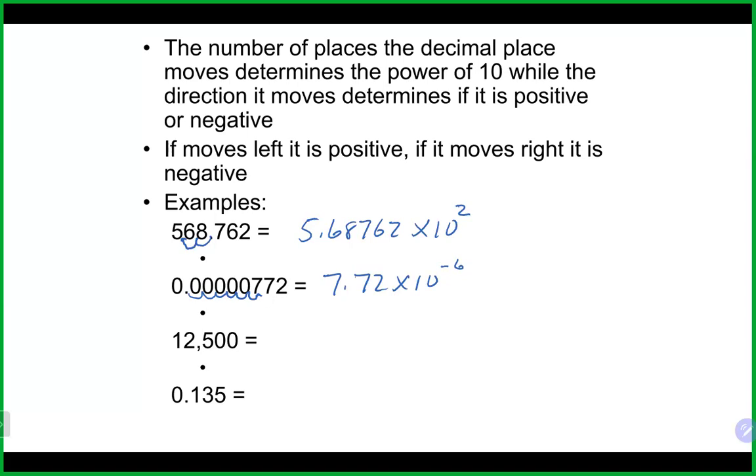Here, there is not a decimal point written, so it's assumed that it is at the end. So we'll go 1, 2, 3, and 4 places. 1.25 times 10 to the fourth. Here we actually don't keep the zeros, as we'll talk about, because they are not a problem. And lastly here, one place. 1.35 times 10 to the minus 1. Any questions on how to write those?